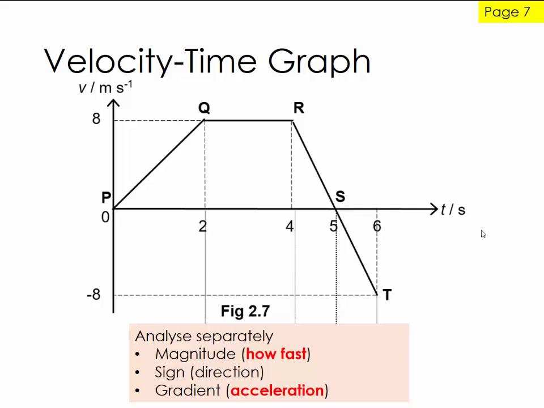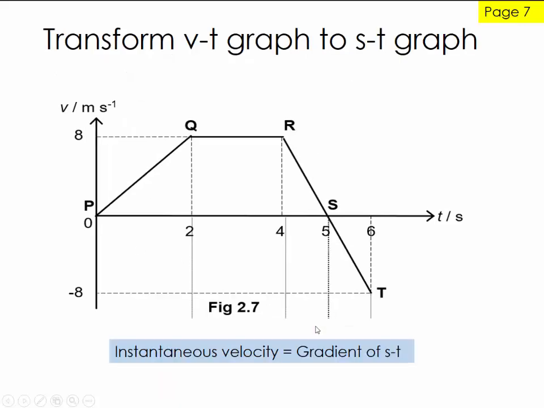Okay, now let's look at the velocity time graph, Figure 2.7. Same thing, we analyze three things. The magnitude, the value of v, how fast the object is moving; the sign, whether it is positive or negative, that is the direction of the movement; and the gradient. The gradient is how fast velocity is changing per second, so that is the rate of change of velocity, which means it is acceleration. Of course, for a VT graph, the area represents the displacement. Remember, instantaneous velocity is the gradient of the ST graph.